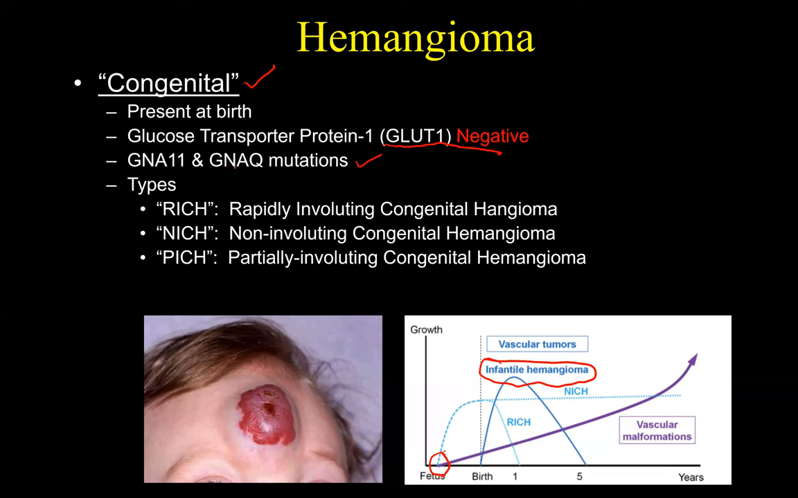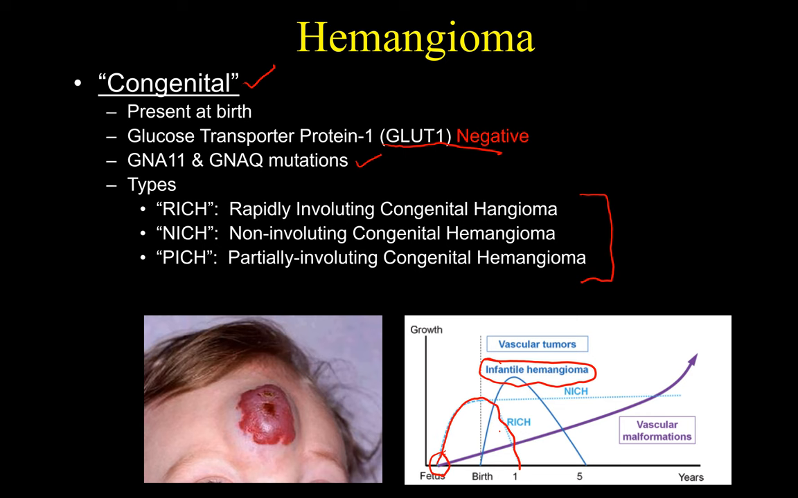Now, when we talk about the congenital hemangiomas, there are actually three different types, if you will, and there may be more, but these are the three types based purely on the growth pattern. You have the RICH, which is a rapidly involuting congenital hemangioma. It comes up like this, and then it goes back down. This is called the rapidly involuting congenital hemangioma.